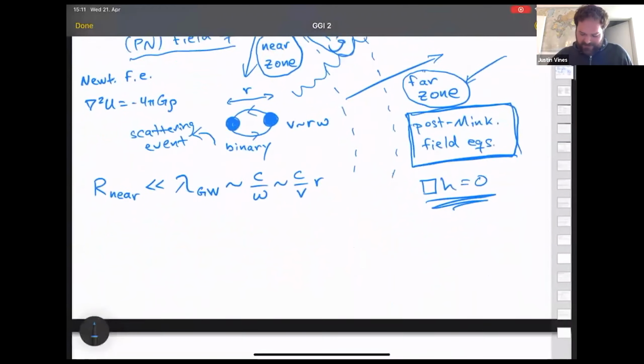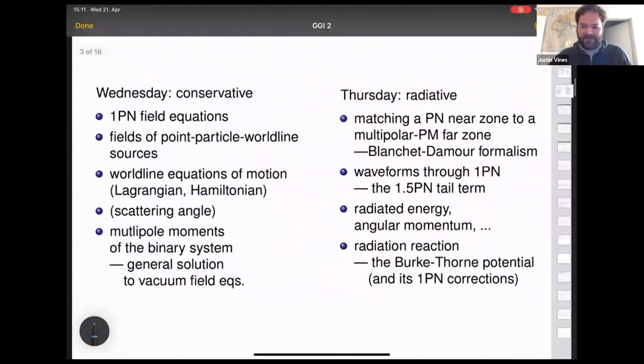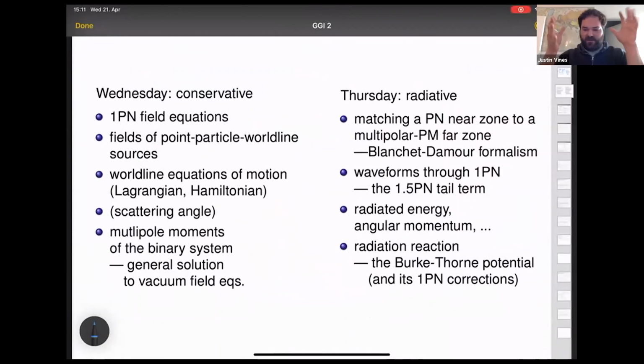All right, didn't plan that very well, but let me move on to just a bunch of buzzwords for what I want to talk about today and tomorrow. So roughly speaking, today is about conservative dynamics in the near zone, and in particular, how to solve the post-Newtonian field equations. In these lectures, we will just worry about point particle or monopolar sources with world lines, which could represent black holes, or in fact, at the level of approximation we're going to work at, it could be any body. It doesn't matter what kind of body we're talking about.